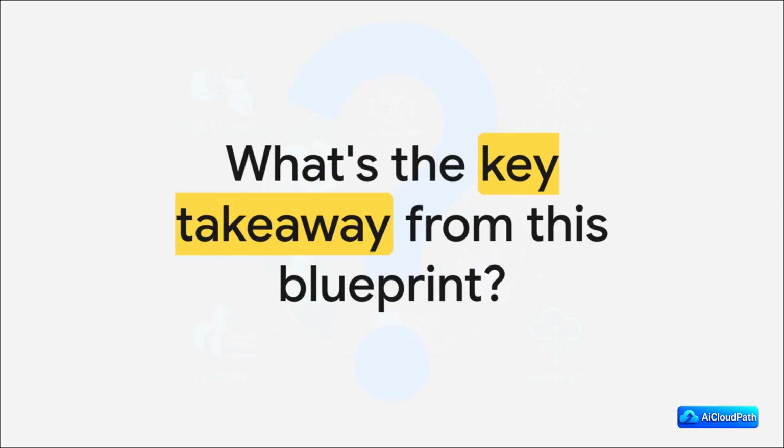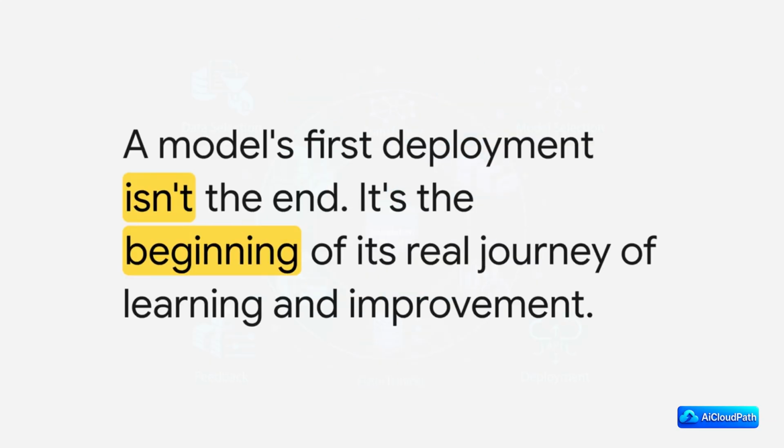So after walking through this whole thing, from the very first piece of data to that endless feedback loop, what's the one thing you should really take away from all this? It's this, right here. Getting a model out into the world isn't the finish line, it's the starting gun. It marks the beginning of its real journey of learning and improving. The true power of these models isn't just what they know on day one, but their incredible capacity to evolve forever.